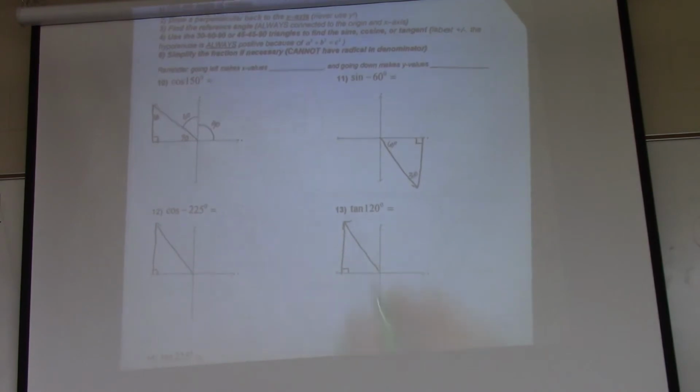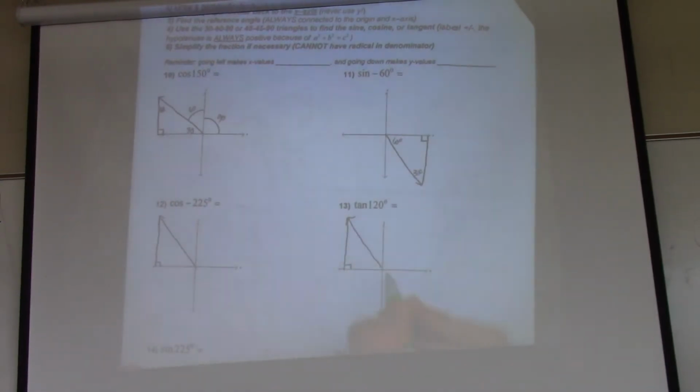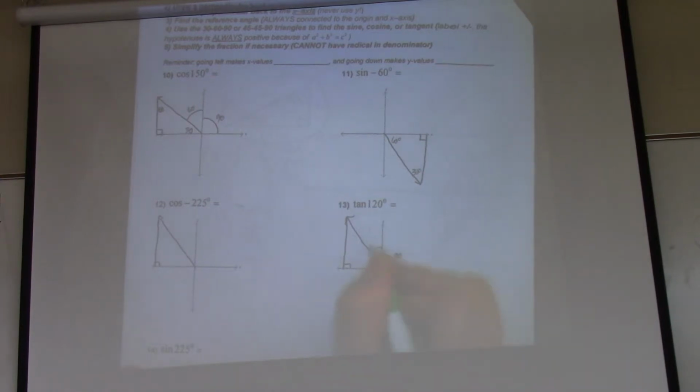Let's do number 13 too. Okay, so again, this one's a little harder. What is it from here to here again? 90. How much more would get me to 120? 30. So what's this on the inside? 60, which makes this 30.